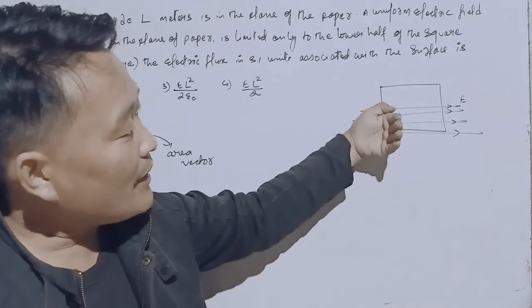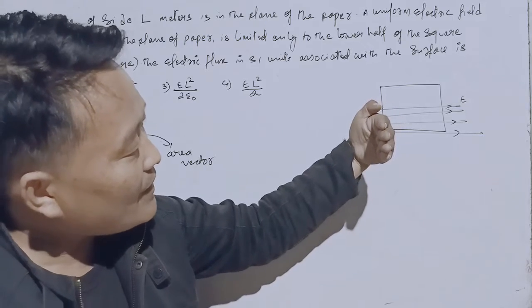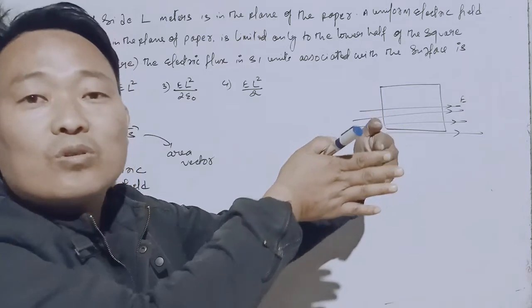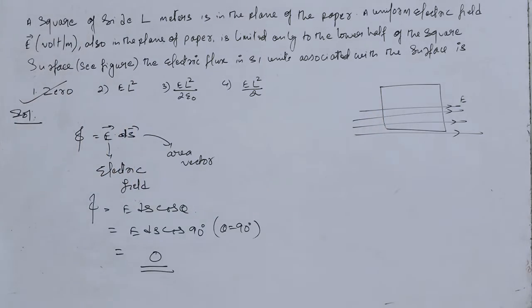So here the area vector is in this direction, and the field is like this here. So both are perpendicular to each other.